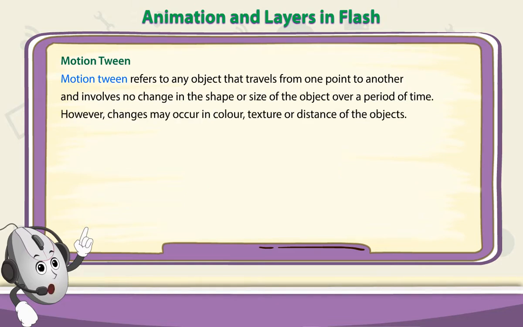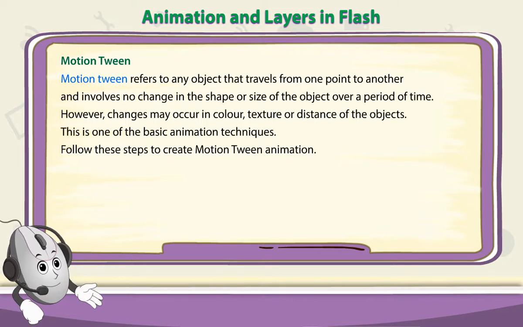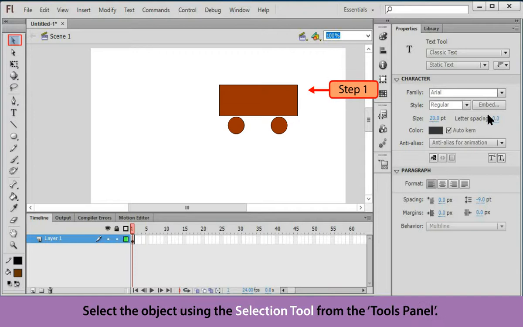However, changes may occur in color, texture, or distance of the objects. This is one of the basic animation techniques. Follow these steps to create motion tween animation. 1. Draw an object on the stage. Select the object using the Selection tool from the Tools panel.